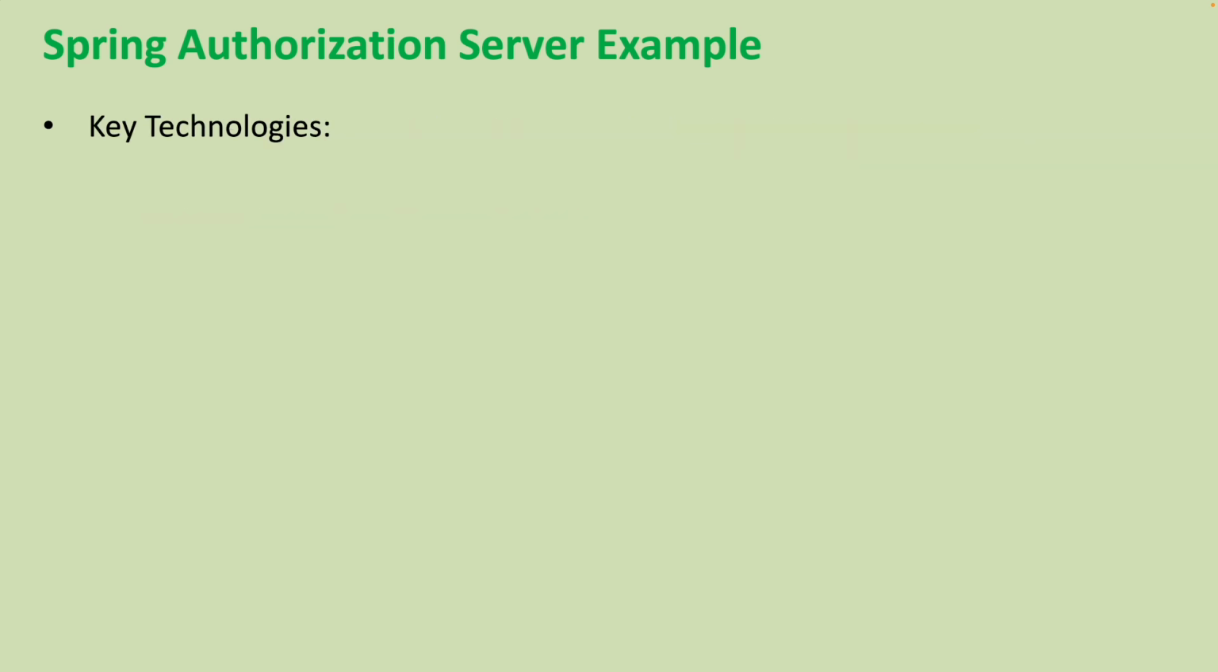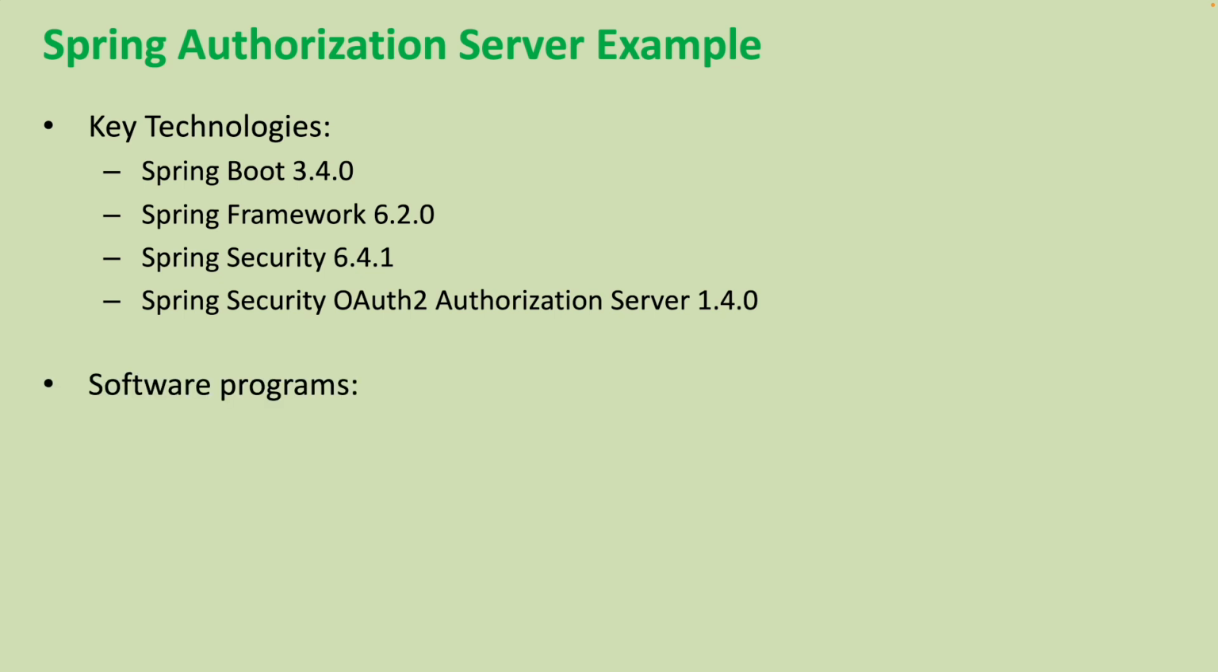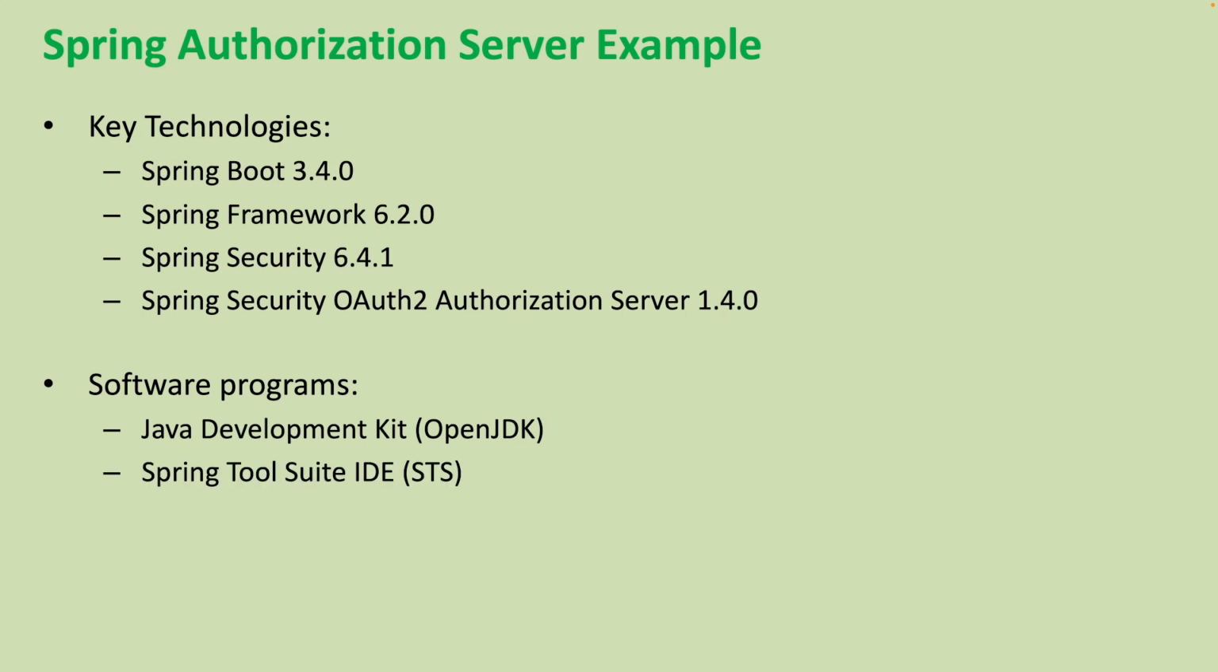So, to help you understand Spring Authorization Server, I will be coding a Java project with the following key technologies and versions: Spring Boot version 3.4.0, Spring Framework version 6.2.0, Spring Security version 6.4.1, Spring Security OAuth 2 Authorization Server version 1.4.0. The software programs I used to code this project are Java Development Kit, OpenJDK, Spring Tool Suite IDE, STS, curl command line tool, and Postman desktop application in order to test the Get Access Token API provided by the Spring Authorization Server.